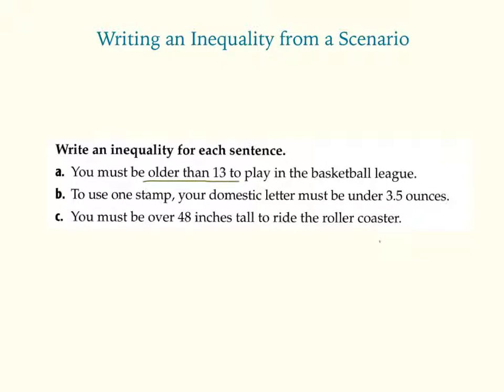Older than 13 helps me decide what type of symbol I will use. It doesn't say that I can be 13, so it cannot be equal to. So I must decide that I have to be older. So that means it has to be the greater than symbol. And since I don't know the age, I'm going to use the variable x. So for A, I wrote x is greater than 13.